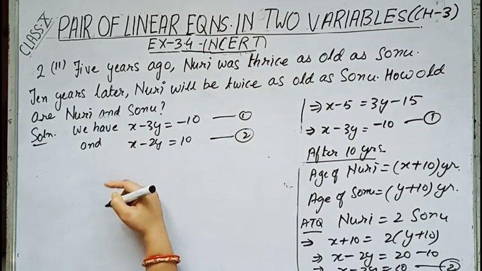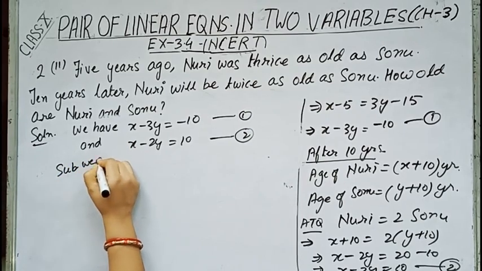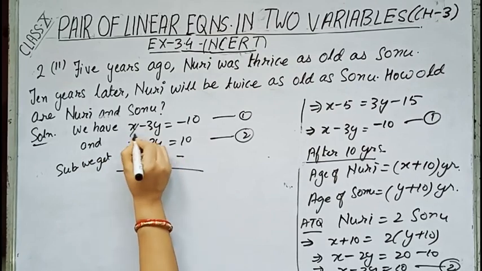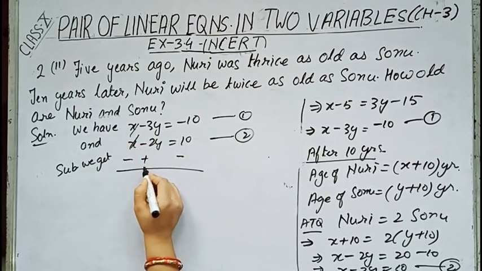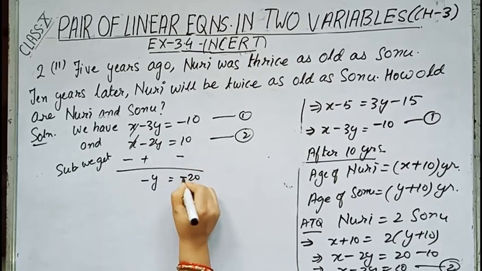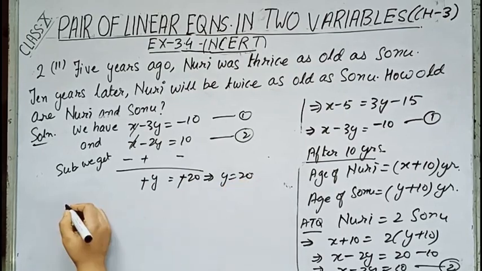Now since the coefficient of X is the same, let us subtract directly. So subtracting, we get minus plus minus. These two will be cancelled. Minus 3Y plus 2Y is minus Y. Minus 10 minus 10 is minus 20. So this implies Y equals to 20.